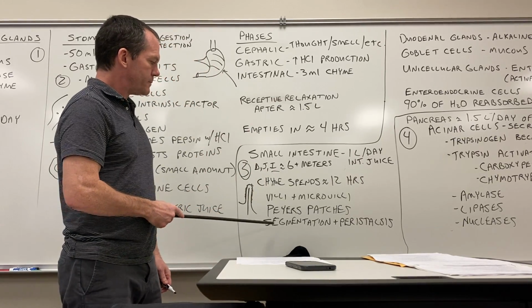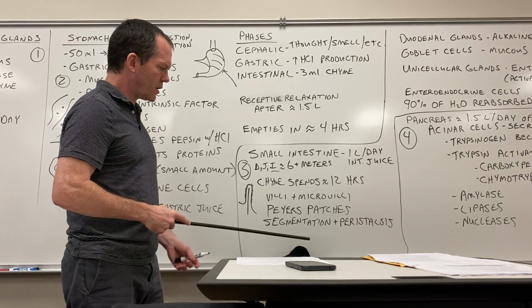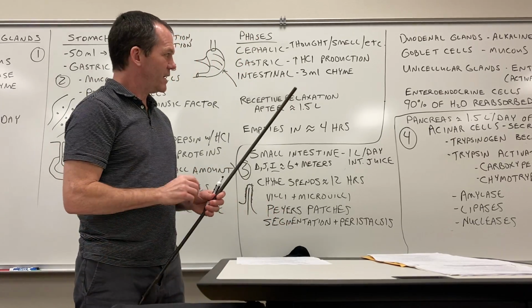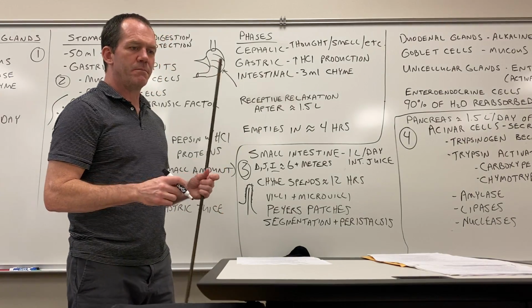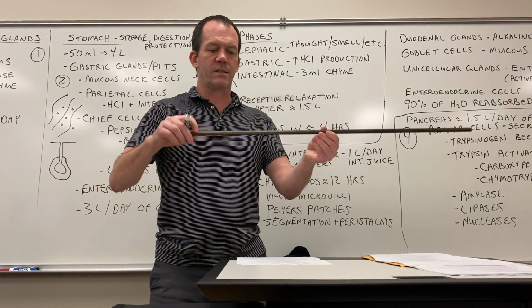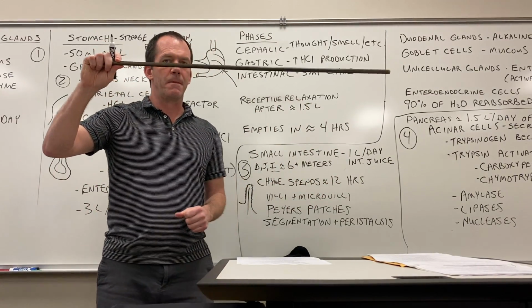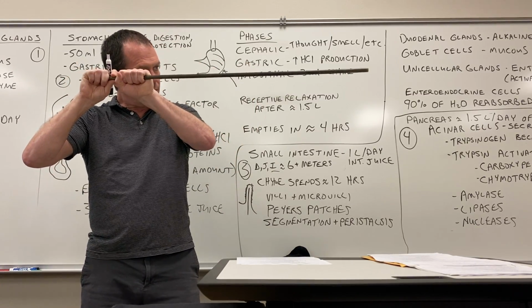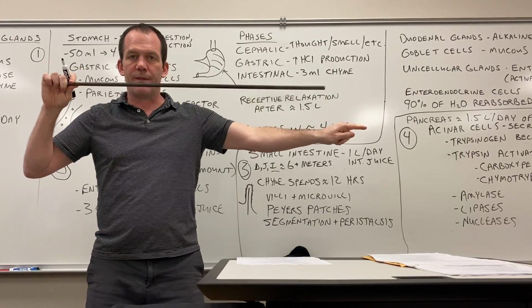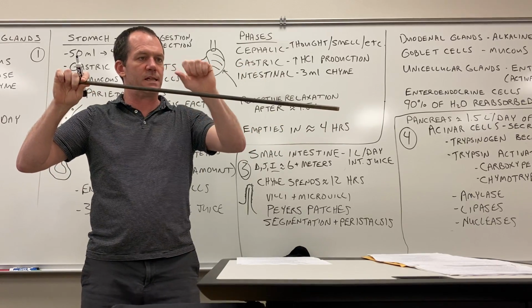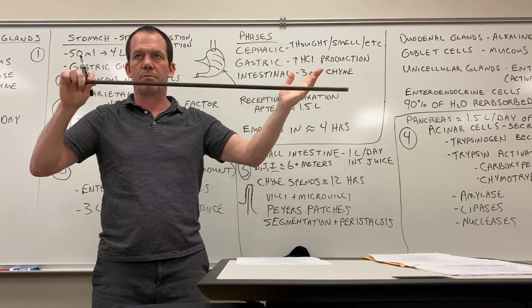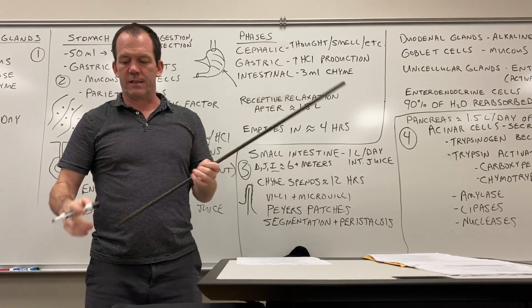A couple of processes that occur here: segmentation and peristalsis. It's hard to really describe segmentation. You can describe peristalsis. If this was my small intestine and I squeezed this end and there was food in there, all the food would move in that direction. So circular muscle, as it squeezes the length of a tube, will push that food along. That's how you propel food through your digestive system.